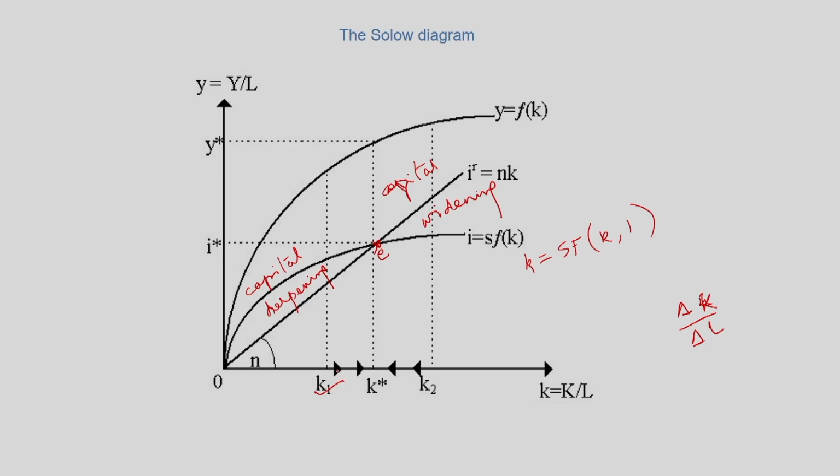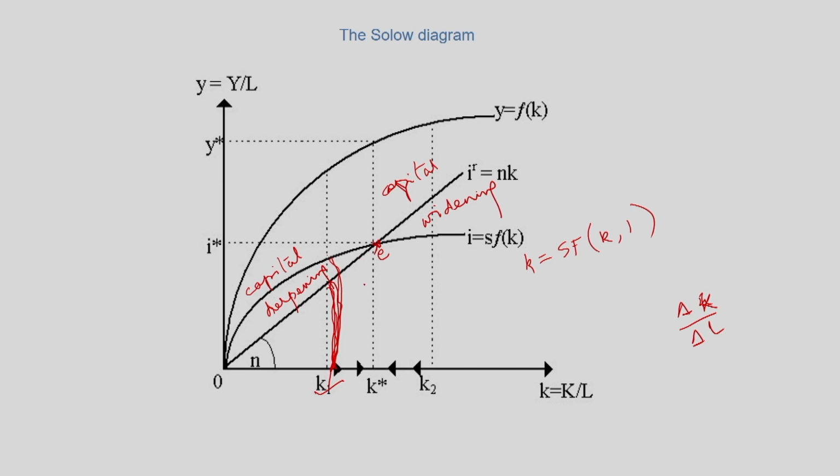So now we need to know what happens over time. At K1, the amount of investment per worker exceeds the amount needed to keep the capital per worker constant. This is the amount of investment needed to keep capital per worker constant, and this is the actual amount of investment per worker taking place in the economy. So capital deepening is taking place, which means that K will increase over time.